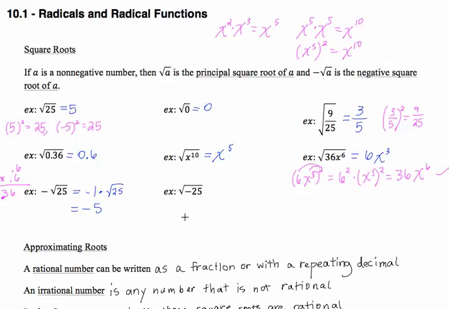This next one, though, is different because the negative is underneath the radical. And this one you ask, now what number squared equals negative 25? And if you think about it, you realize quickly that there is no real number because, as we already showed up here, 5 squared is 25, and negative 5 squared is also 25. So if you square a positive number or if you square a negative number, you're going to get a positive number either way. So this has no real solution. It's not a real number.